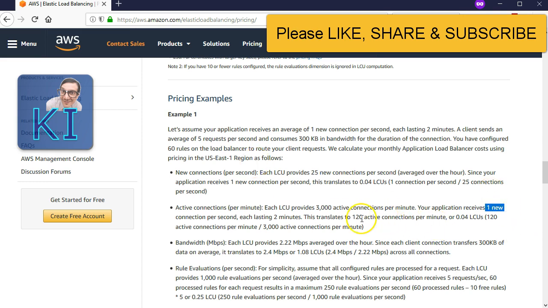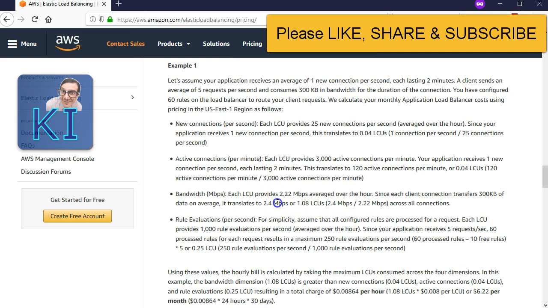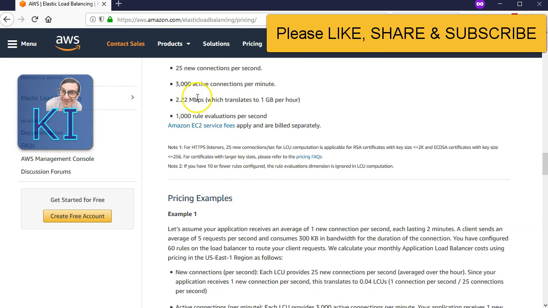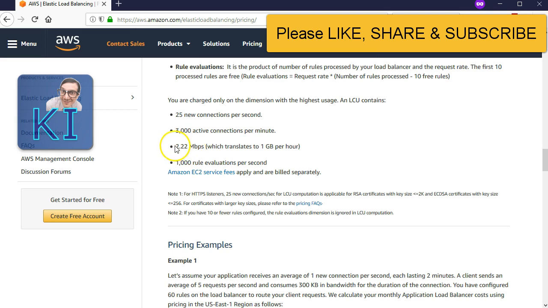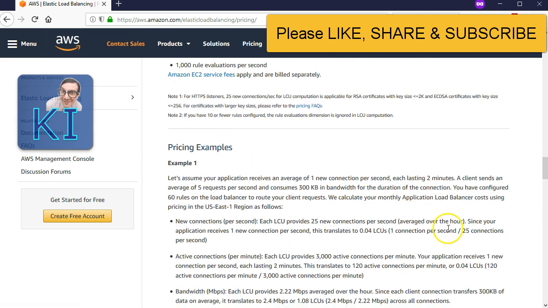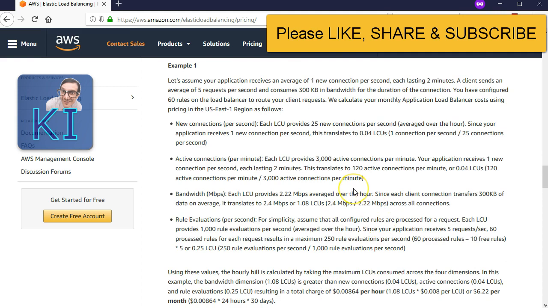So with 120, if you try to find out, 120 divided by 3000 would be again 0.04 LCUs. Now here is a bit tricky one. In case of bandwidth, what did we say? We said 300 kb is what is required per connection, right? In one LCU, it gives you up to 2.22 megabits per second. And here we said megabits per second. And here we said that one connection actually needs 300 kb.